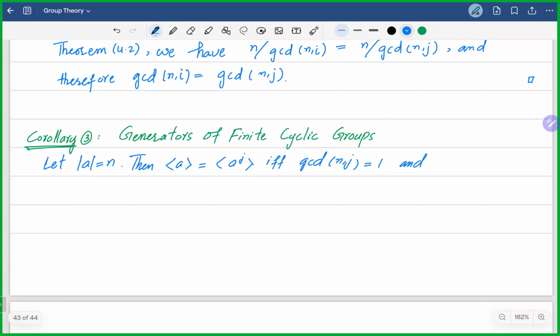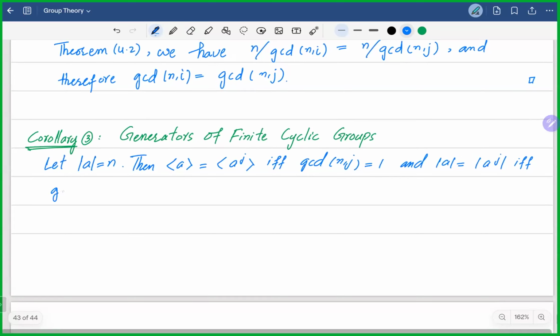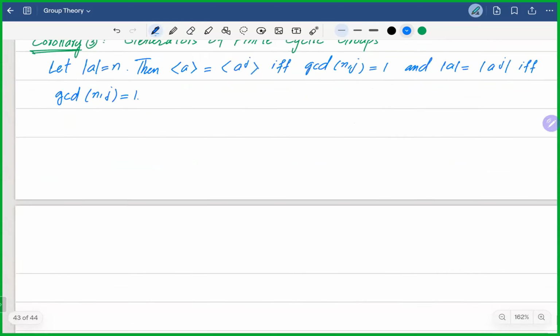We have seen this in the example. And the order of a is equal to the order of a^j if and only if the GCD of n and j is 1. Okay, perfect.